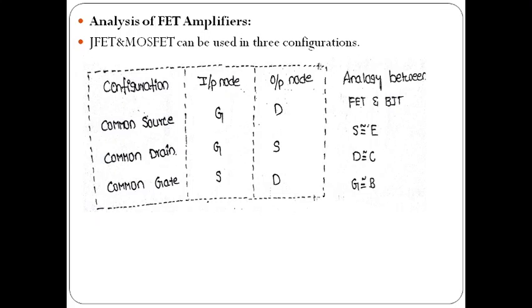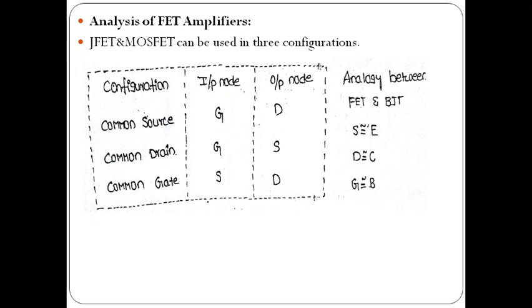Next, analysis of FET amplifier. JFET and MOSFET can be used in three configurations similar to BJT. In BJT we have the emitter, base, collector. In FET also we have the source, drain, gate, which are analogous to the three terminals of BJT. The source in the FET is similar to the emitter in the BJT, the drain terminal is similar to the collector in the BJT, and the gate terminal is similar to the base terminal in the BJT.